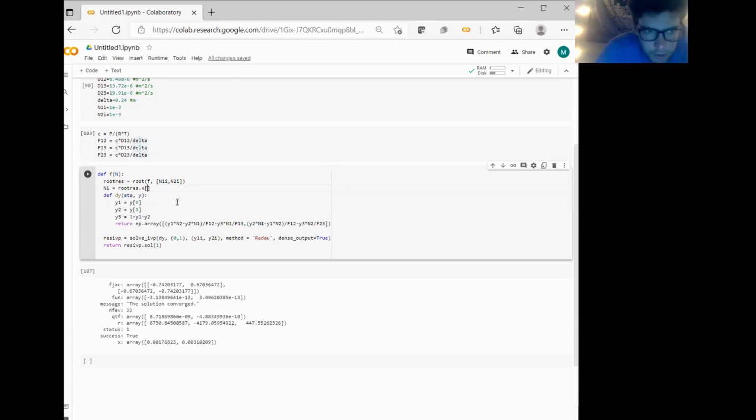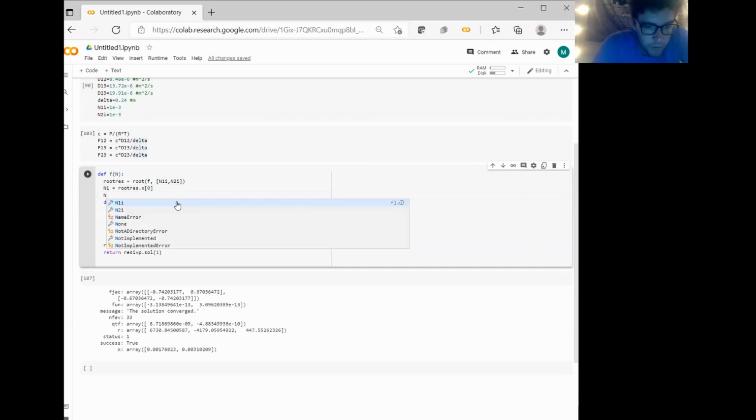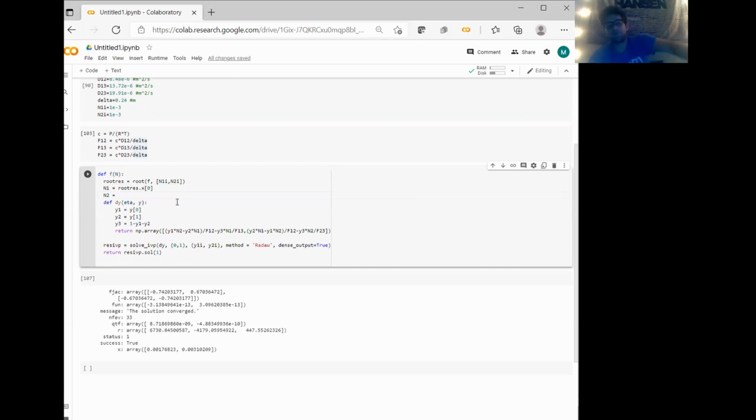I meant to do bars 1. Oh wait, no, it'd be the 0th term. And then we also have the N2, which would be exactly the same thing, but it'd be the second term, so it'd be the first. We start counting at 0, so 1 is the second term.